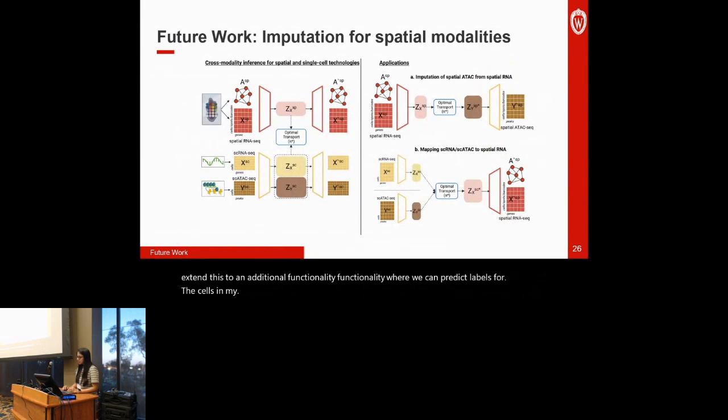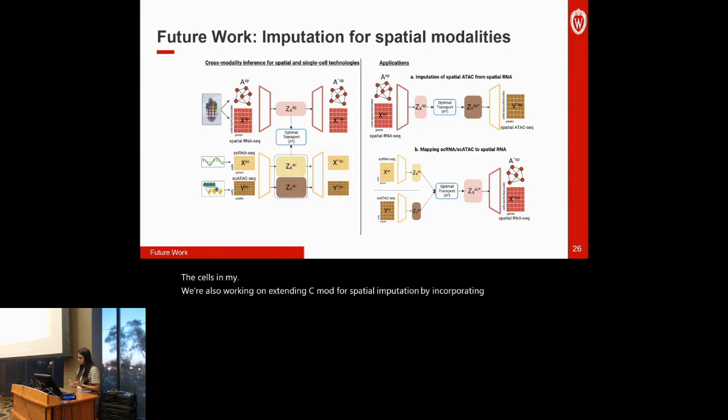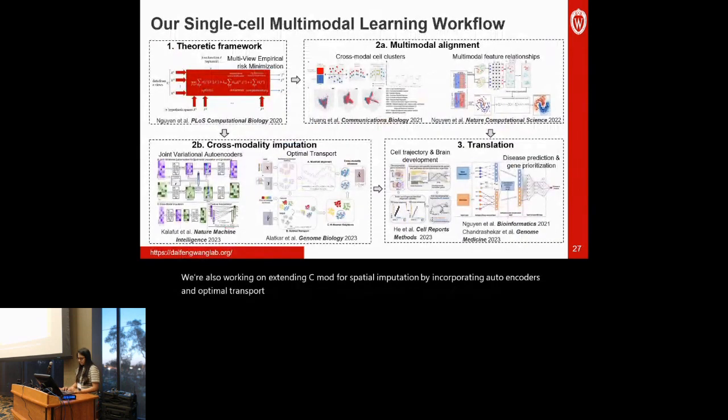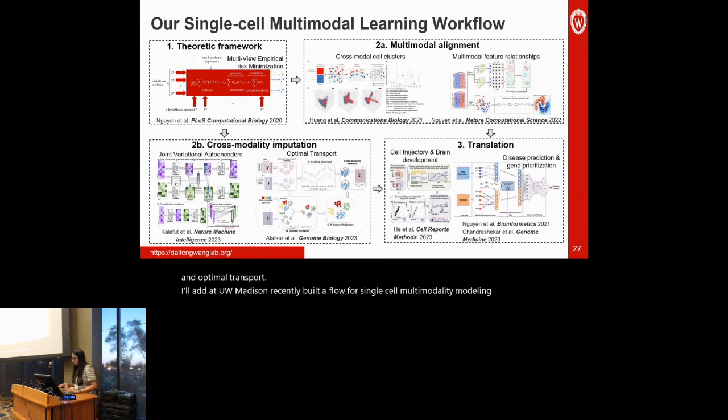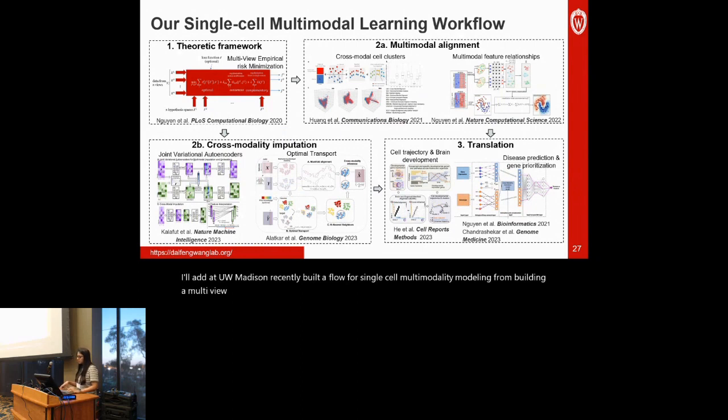We are also working on extending CMOT for spatial imputation by incorporating autoencoders and optimal transport. Our lab at UW Madison recently built a flow for single cell multimodality modeling, from building a multi-view framework extending to methods for multimodal alignment, cross-modality imputation, and translation.